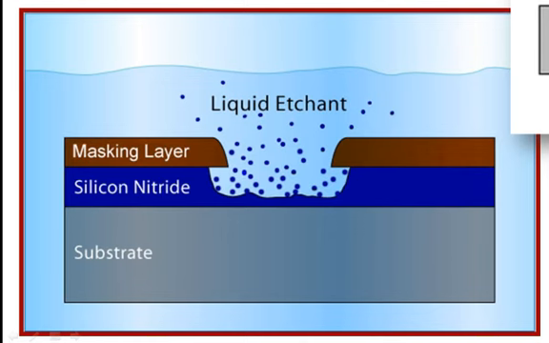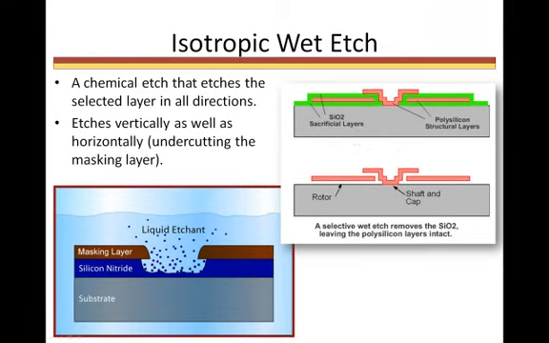Because this etch does etch in all directions, you do get undercutting or removal of the silicon nitride from under the mask. In many cases, this is expected and acceptable. However, there are some cases where this is not acceptable, therefore another type of etch process, such as a dry etch process, would be required.